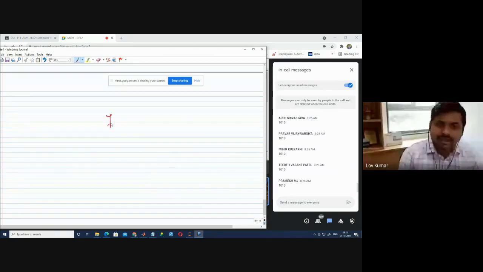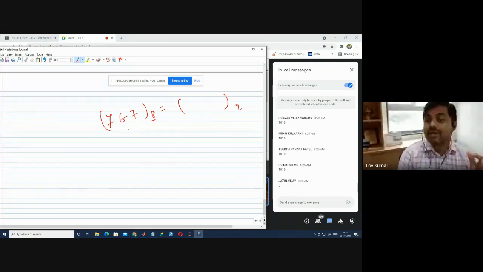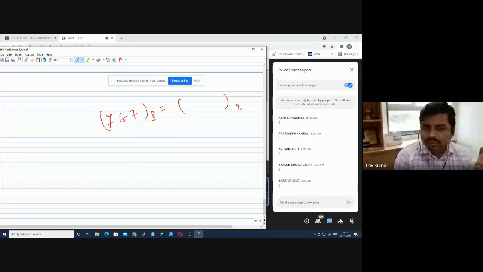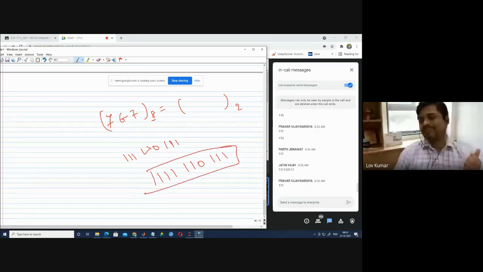Same like that, if you are going for 767 base number 8 to binary number base 2. This is a base number 8. What is the minimum number of bits required to write a single digit in base number 8? 3 bits. So how to write 7 in 3 bits? 111 is your 7. How to write 6 using 3 bits? 110. How to write 7? 111. So the total answer we are getting is 111, 110, and 111. This is your final answer. Clear?